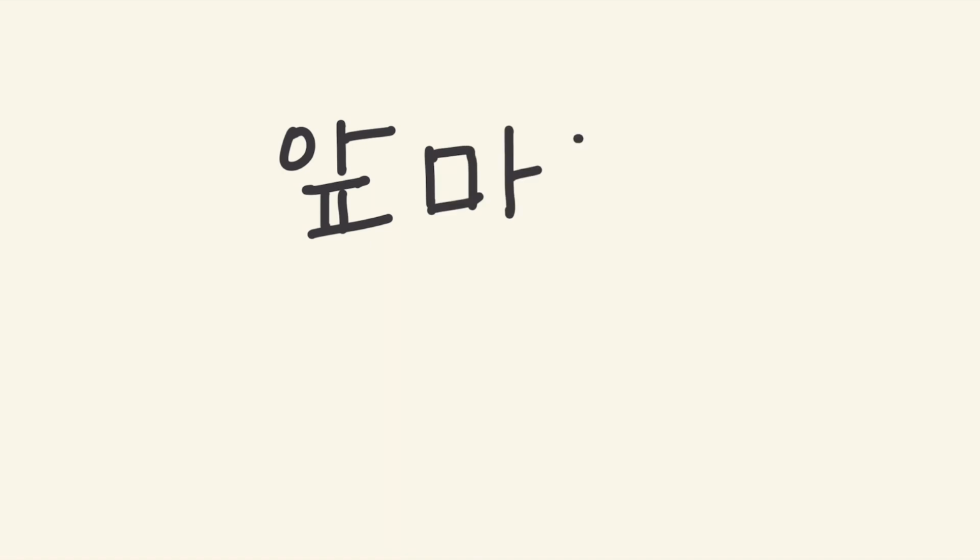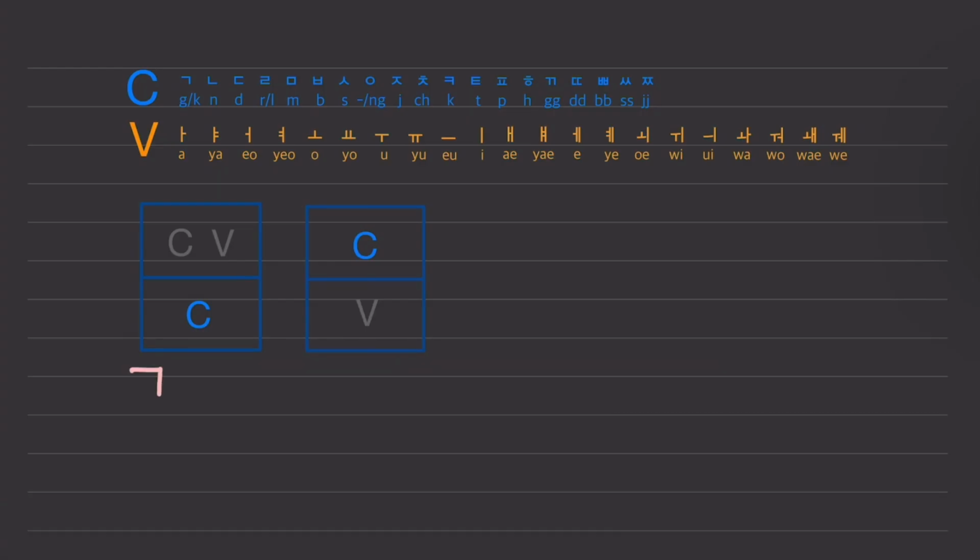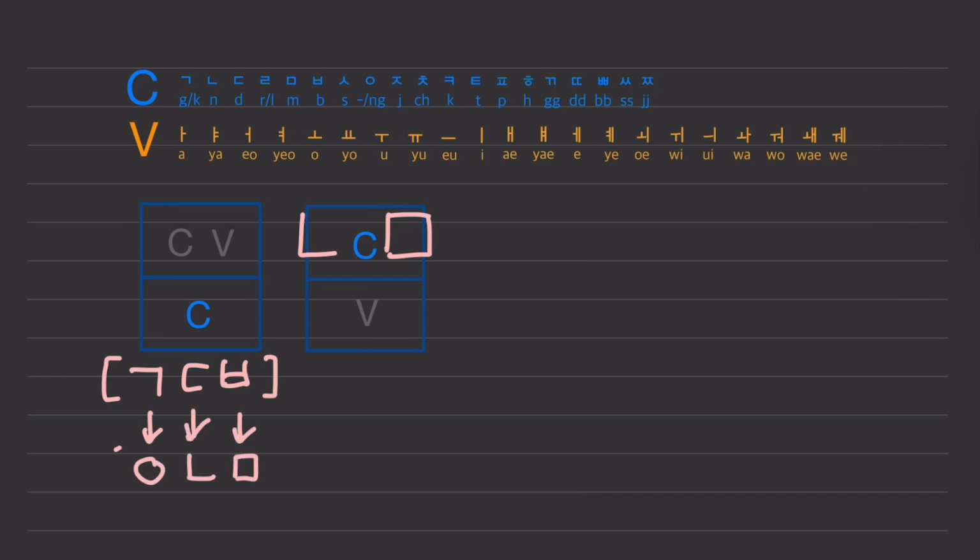Assimilation refers to a phonological change whereby a sound assimilates to become similar to a neighboring sound. There are only two things that you need to know. When the pronunciation of Batchim is g, d, b, and it's followed by an n or m sound, they become n, m sound.